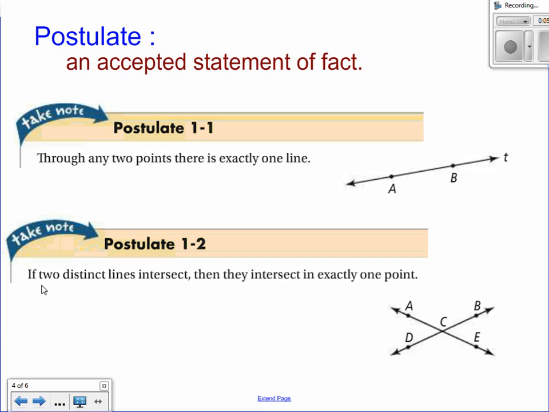Postulate 1-2, if 2 distinct lines intersect, then they intersect at exactly one point, this one being point C. Even though that's the point where those 2 lines intersect, there's no dot there because you don't need one, because dots aren't really a dot. There is no spot, it's just the named location. It doesn't have a size. So this is line AE and line DB intersect at point C. Right, let's turn the page.